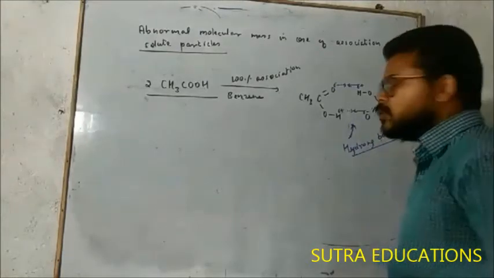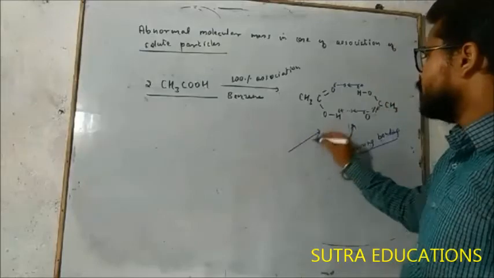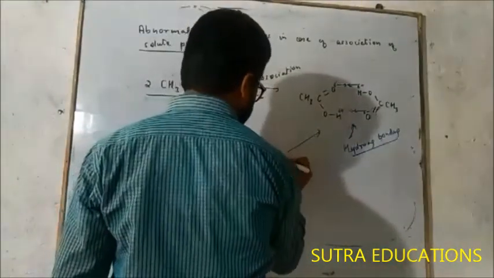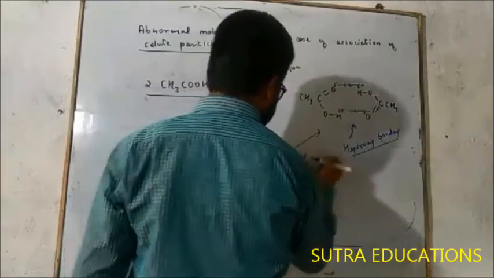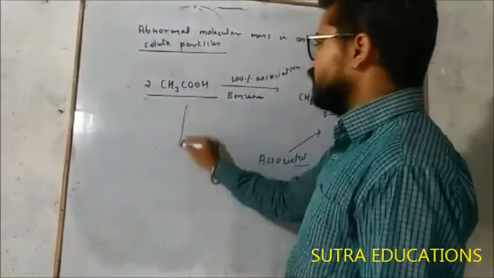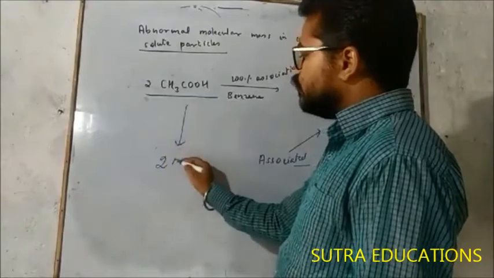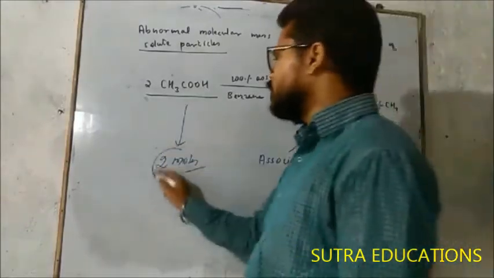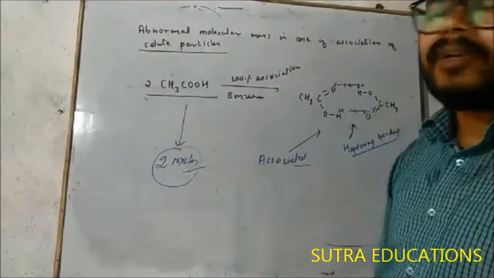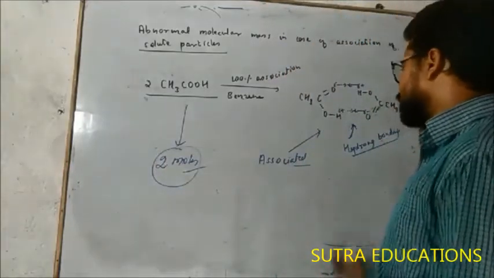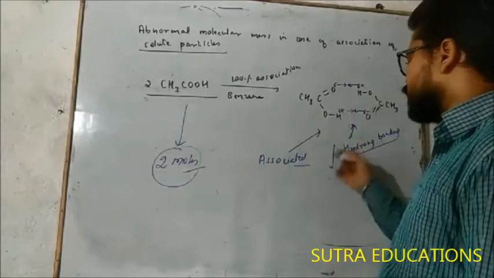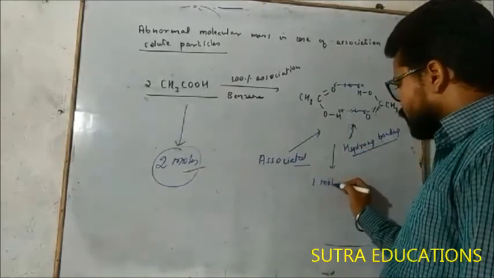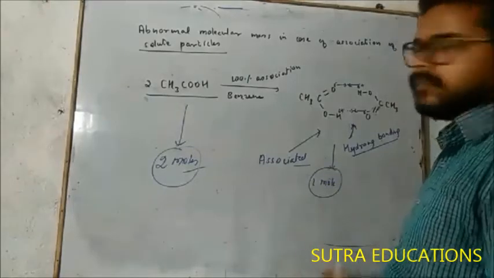And due to which it will get associated. It will get associated. Means what? Initially it was given 2 moles. Means initially the solution was given 2 moles of CH3COOH, and after dissolution what happens? These two got associated and dimerized and reduced to 1 mole. Getting this or not?